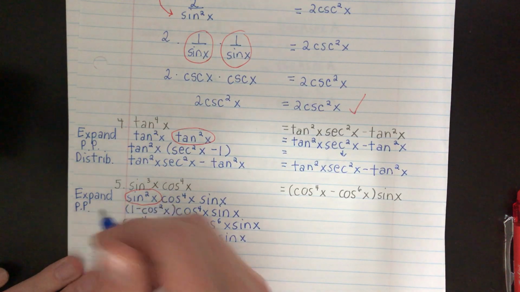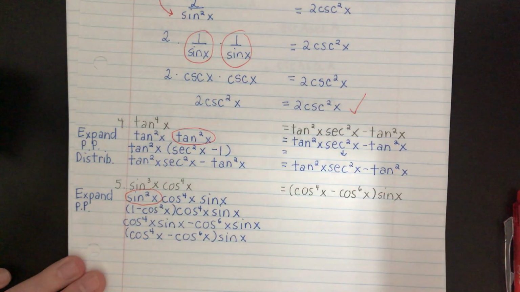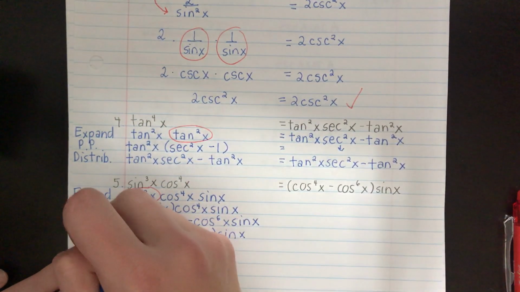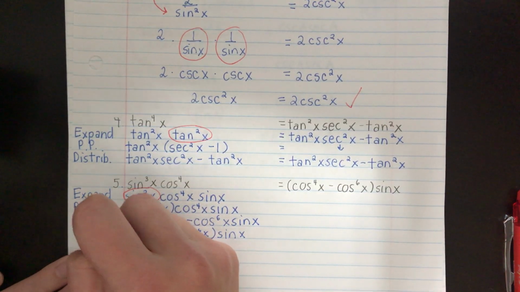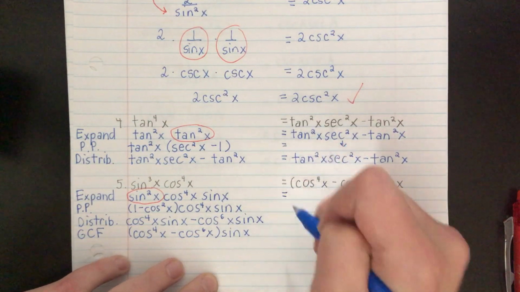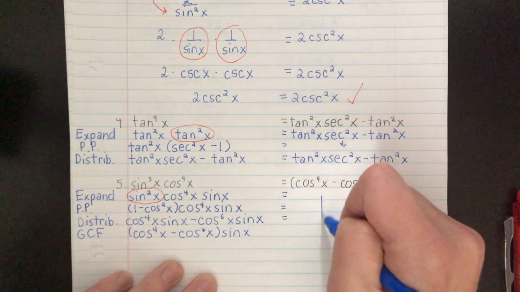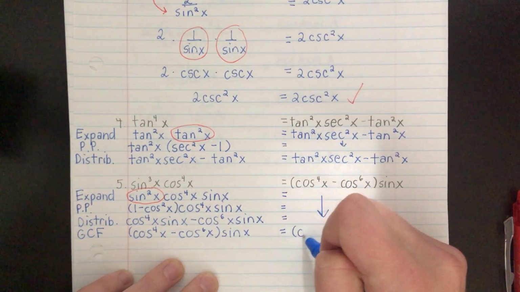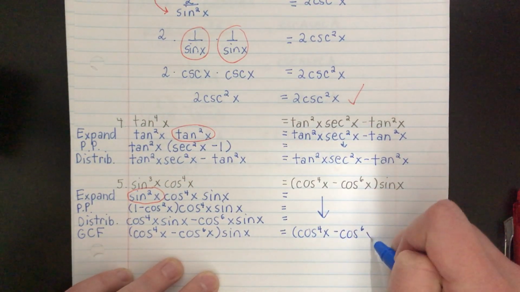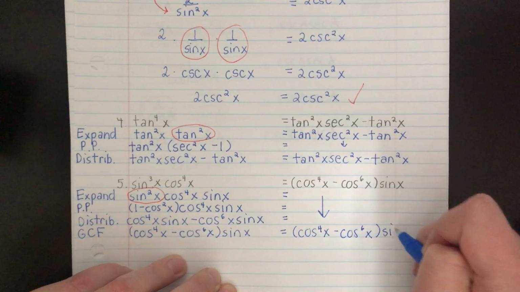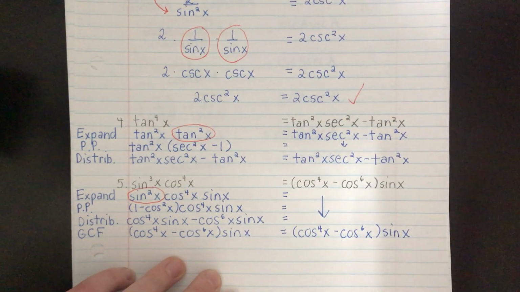So Pythagorean property, then we distributed, and then we went back to do the GCF. So all of this equals, along the way, cosine to the fourth of x minus cosine to the sixth of x, that quantity times sine of x.